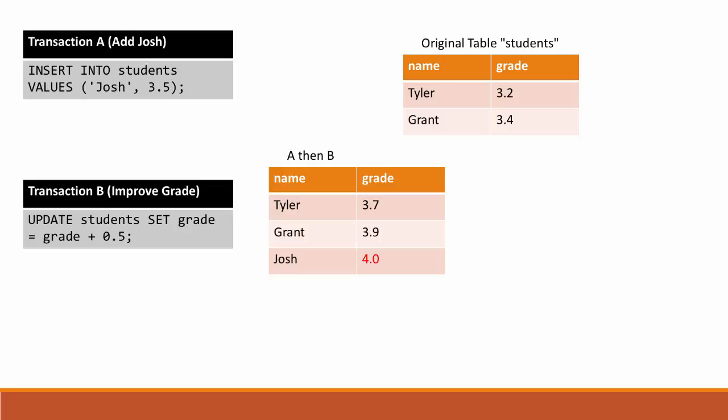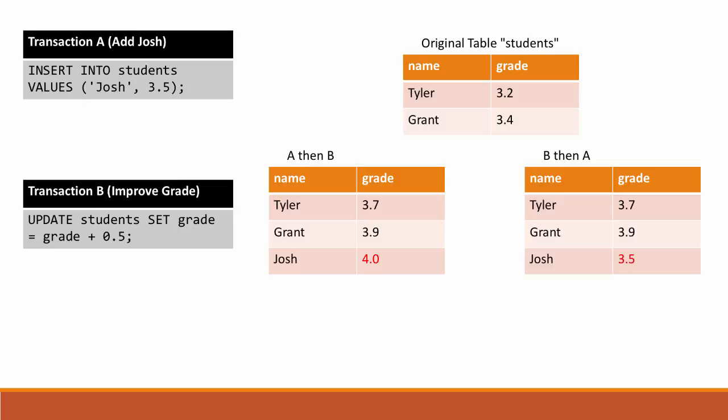For instance, if transaction A happened first, I get added with a 3.5, and then transaction B takes place, and then everybody's grades go up by 0.5. It means Tyler's grade goes up, Grant's grade goes up, as well as my grade goes up. Okay, and I'm really happy. I now have a 4.0 in the class. However, if transaction B happened first, meaning Tyler's grade went up, Grant's grade went up, and then I got added to the class after that, my grade would only be a 3.5.